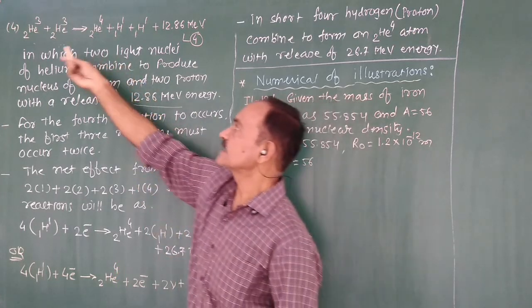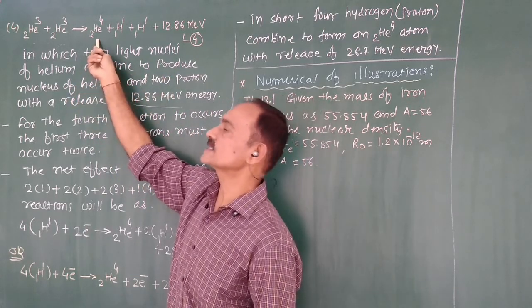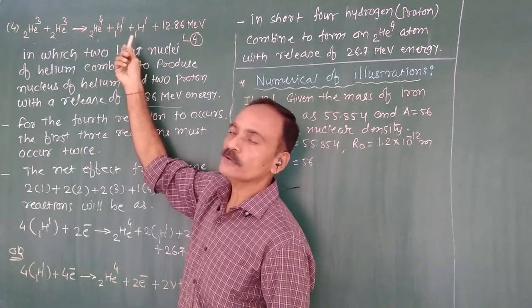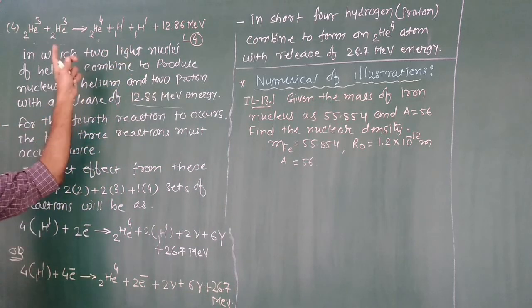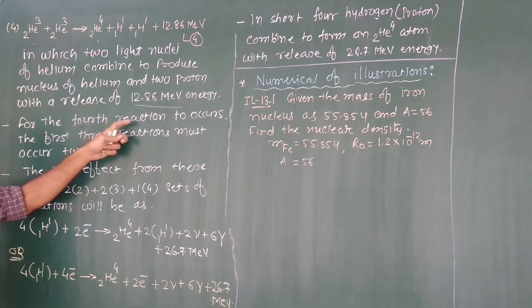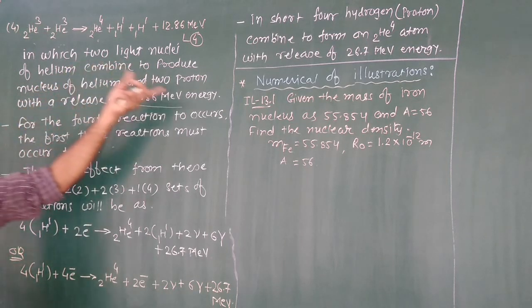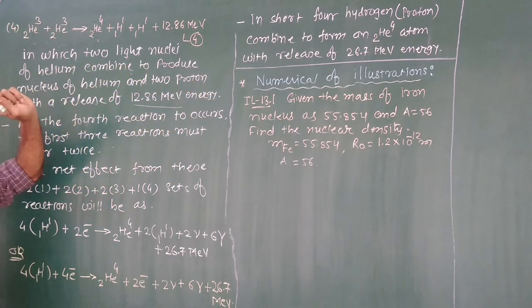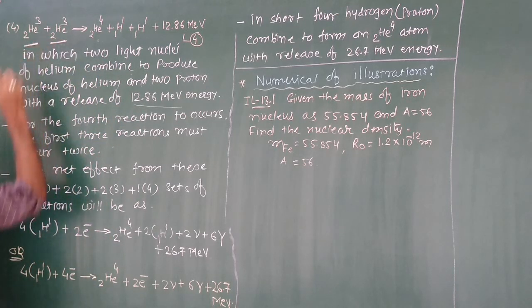In this process, the 2 light helium nuclei combine to produce the nucleus of helium plus 2 protons, or 2 hydrogen, plus the release of 12.86 MeV energy. For the fourth reaction to occur, the first reaction must occur twice. Due to the first reaction occurring twice, the fourth reaction takes place, because in the fourth reaction another light helium nucleus is required.